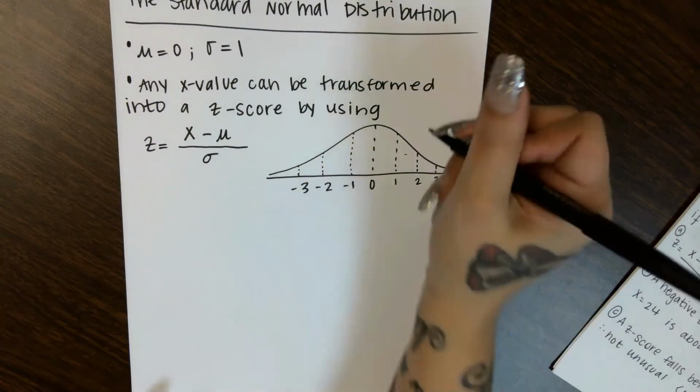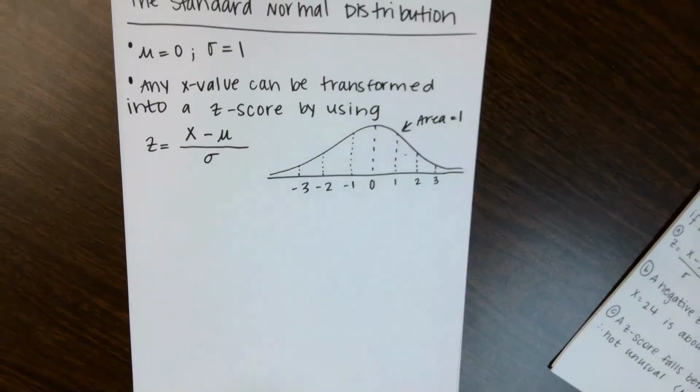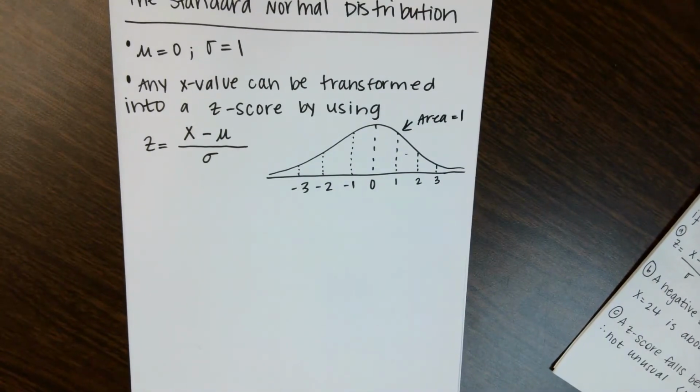What's the area under here? It's going to be the same area as it is with the normal curve for the normal distributions. Still going to be 1.